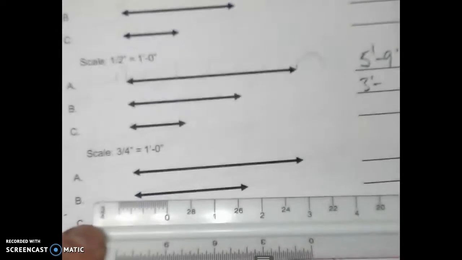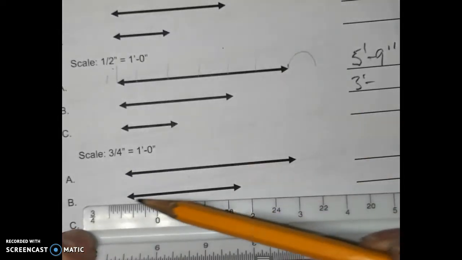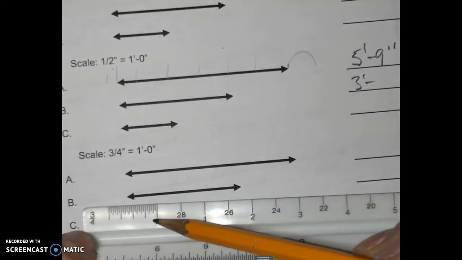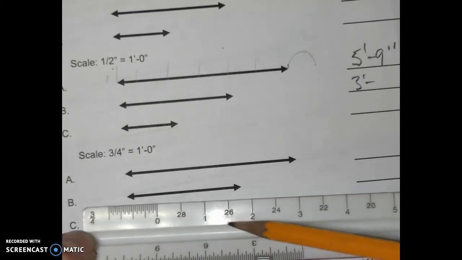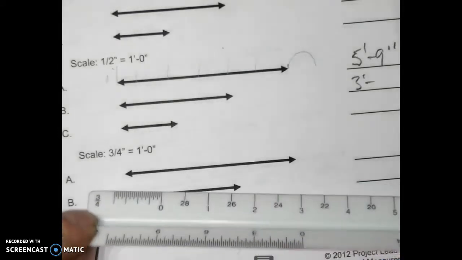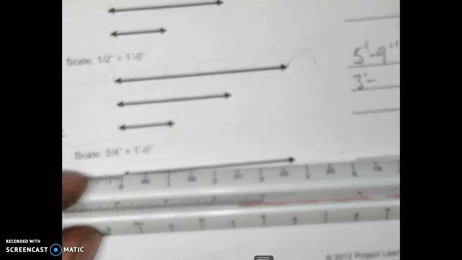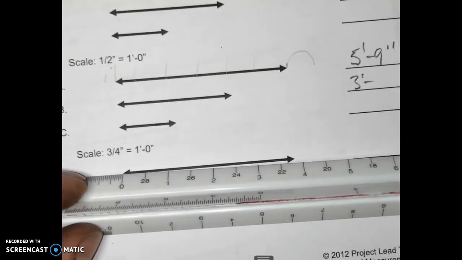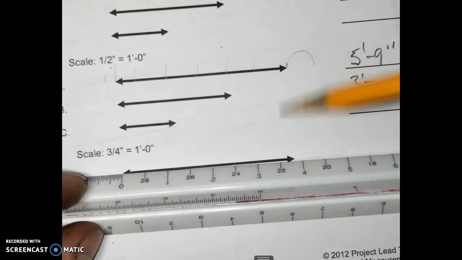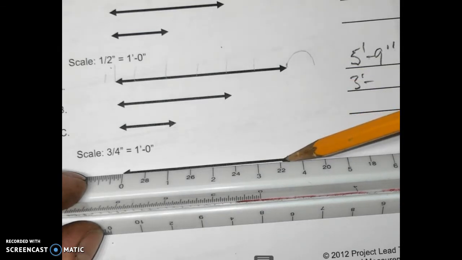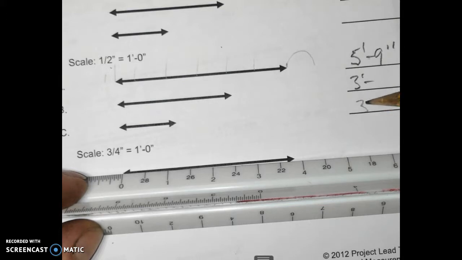3/4 scale, exact same way. You find that scale, find the 0, find the scale, find the 0, find the pattern. In this case, it's easy. 1, 2, 3, 4. I'll go from 0. Here I have 3 feet, at least 3 feet 6, but not quite 4. So I'm at least 3 feet something.